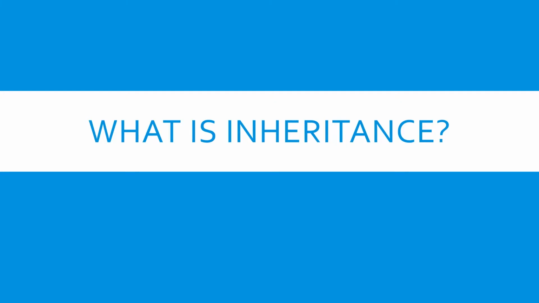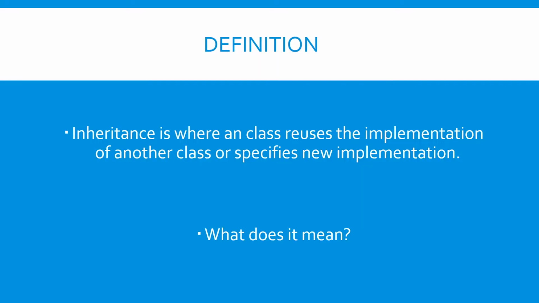Before we begin, we must answer the simple question, what is inheritance? Well, the definition of inheritance is where a class reuses the implementation of another class or specifies a new implementation. But what does that mean? Well, it's probably easiest to look at an example.